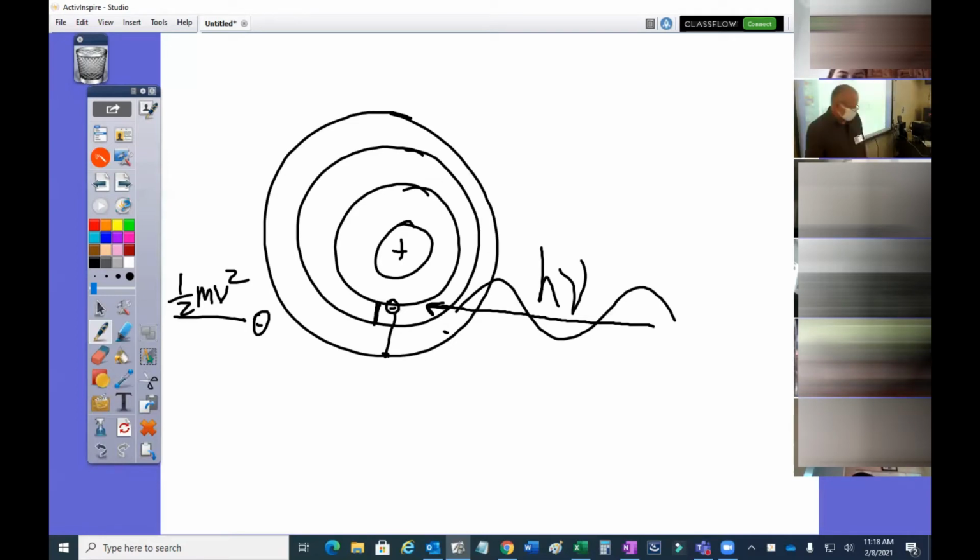So if it matches, it's going to go up. And then instead of keeping that energy, it just releases it with light and goes back down to its base. Well, that's what I'm going to talk about right now. It has a couple options. When the electron gets excited, let's do this one.